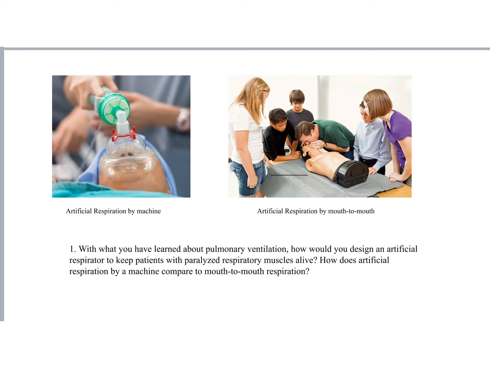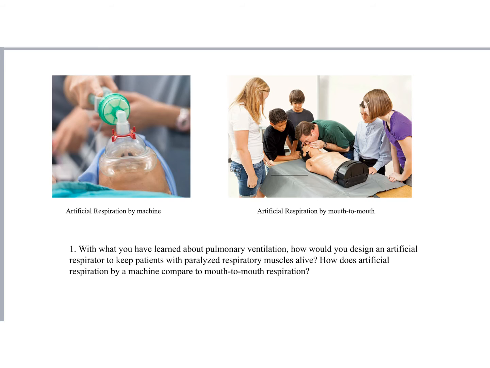Question number 1 in the pre-lab. With what you have learned about pulmonary ventilation, how would you design an artificial respirator to keep patients with paralyzed respiratory muscles alive? How does artificial respiration by machine compare to mouth-to-mouth respiration? And on the slide, I'm showing an artificial respirator on the left-hand side, and then here is mouth-to-mouth on the right-hand side. So what do we need to do?